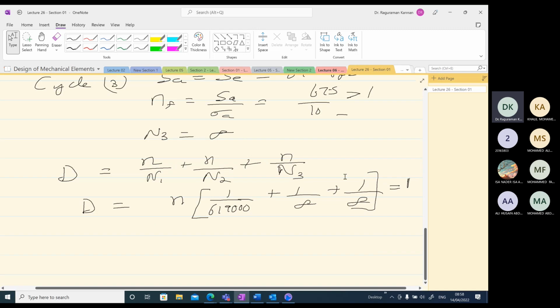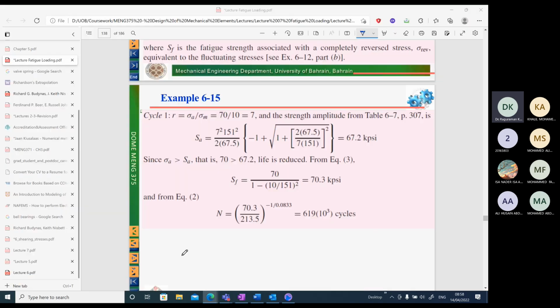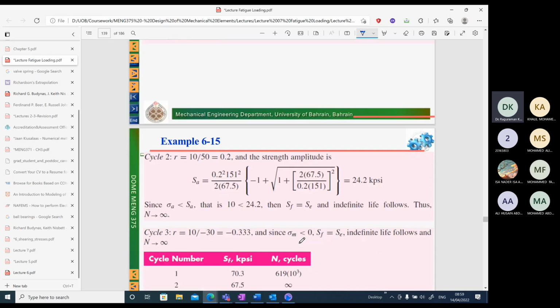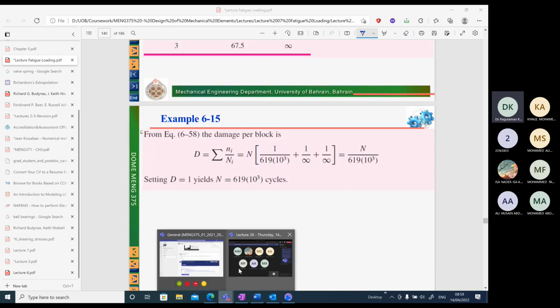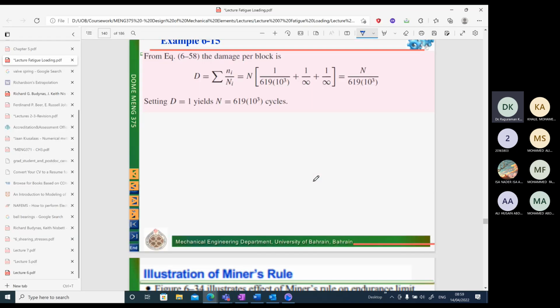What is 1 over infinity? It is 0. So this term goes off to 0. This term also goes off to 0. That gives me n is equal to 619,000 cycles. So this is the number of cycles to failure for randomly applied load according to the Palmgren-Miner rule. Is it clear? Is the method clear?